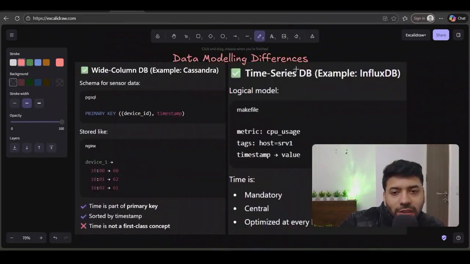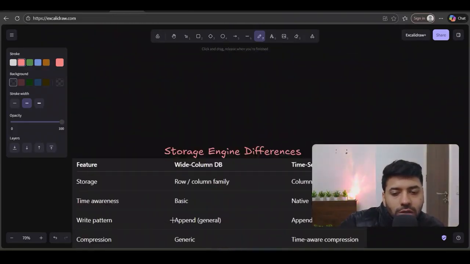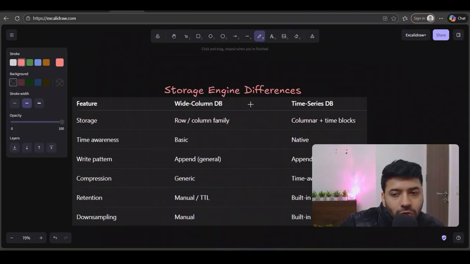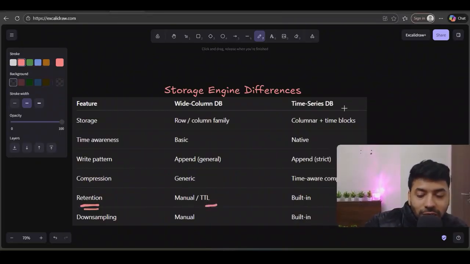We saw the differences in terms of data modeling, like how data is stored. Then we also saw differences in terms of storage engine, what they follow, like time awareness, write pattern, compression, retention. For example, in a wide column database, you have to handle deletes manually or using TTL, whereas this is built in a time series database, also the downsampling, right?